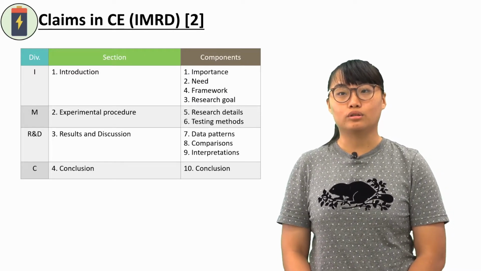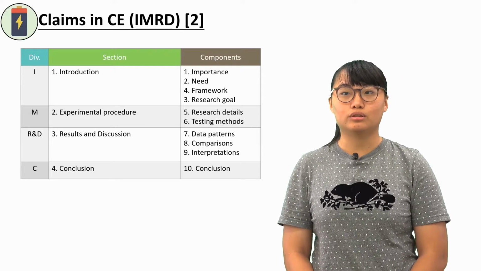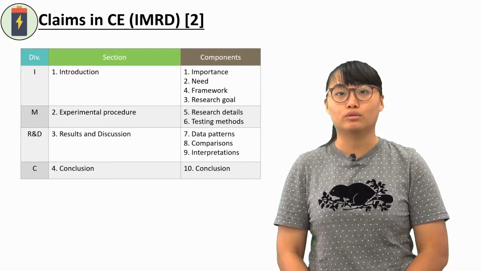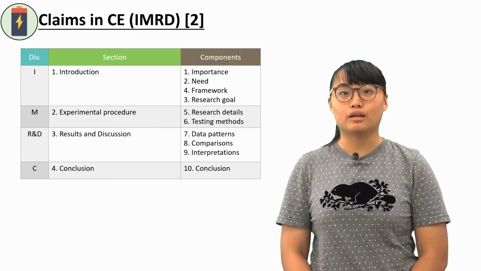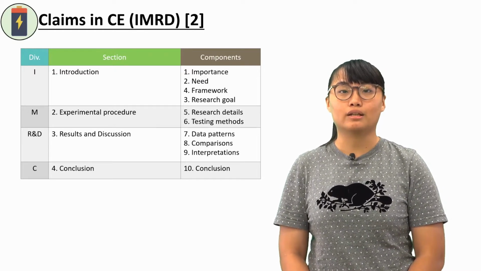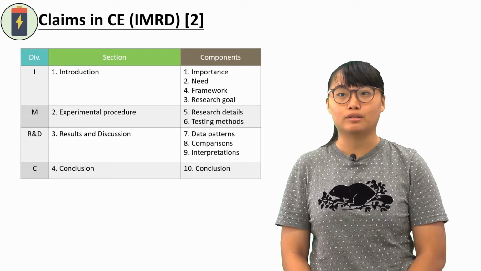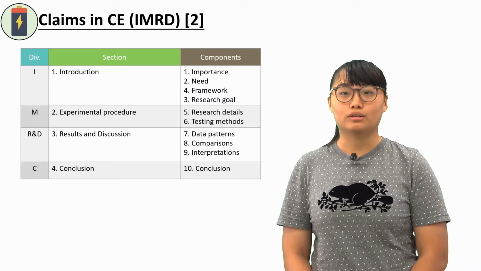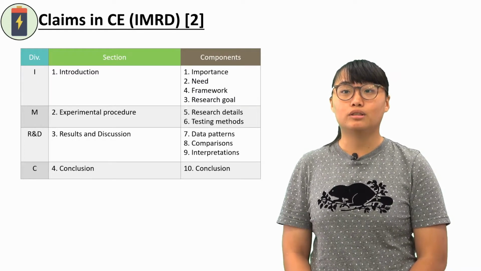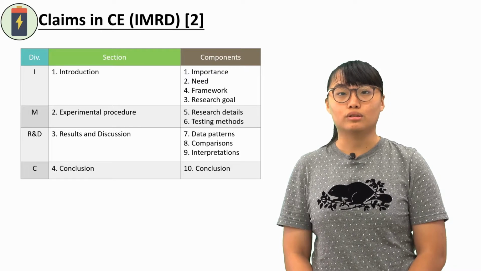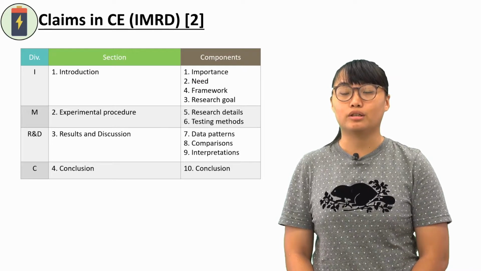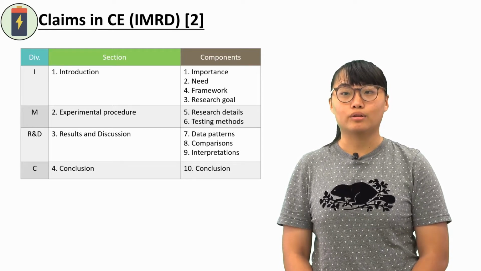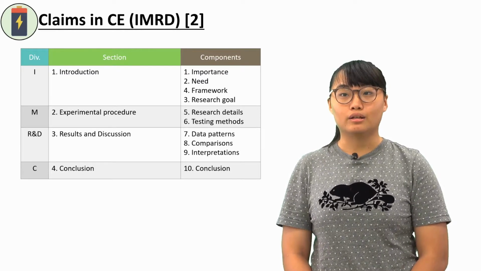After you find the research goal, you can start to design your research details. The research details depend on the different materials that you want to research. And then it's the testing methods. Different applications need different testing methods. So the data patterns depend on the testing methods that you choose, and the comparisons depend on the research details that you design. And then is the interpretations. Interpretations explain all the data patterns and the comparisons in your articles. And then is the conclusion.